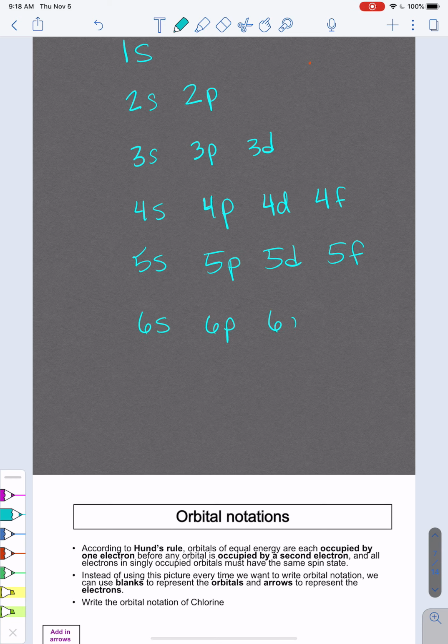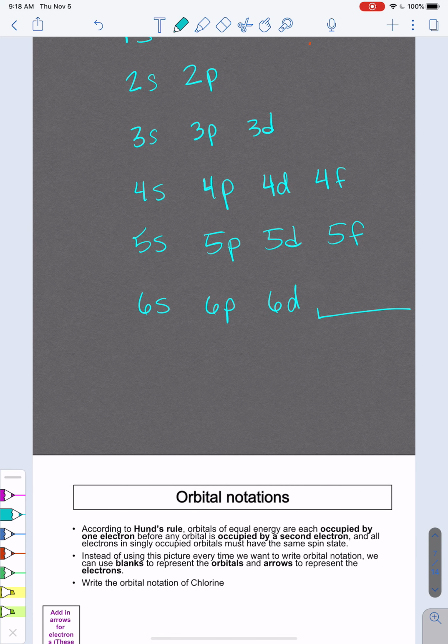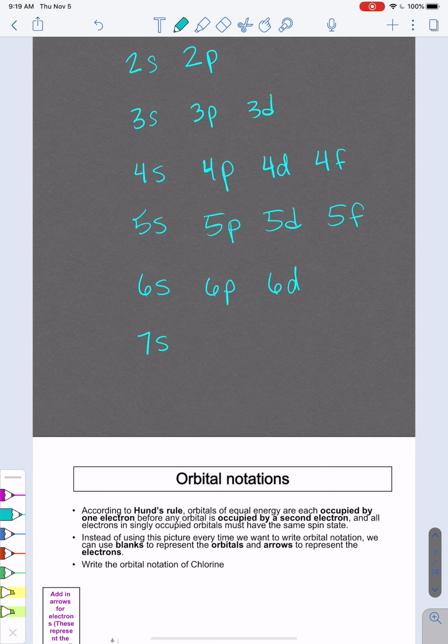So on the sixth level, you only have enough electrons to go to the D orbital. You may have more room to keep going and have an F and a G and so forth, but we run out of electrons. So I'll show you what I mean in just a second. On the seventh orbital, we only have an S and a P.